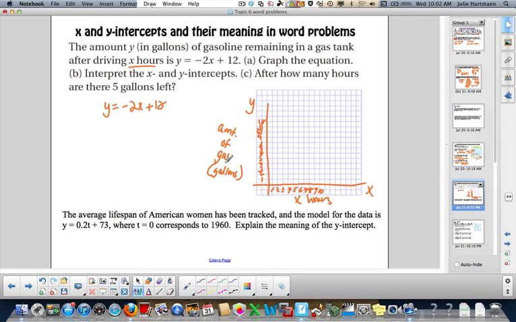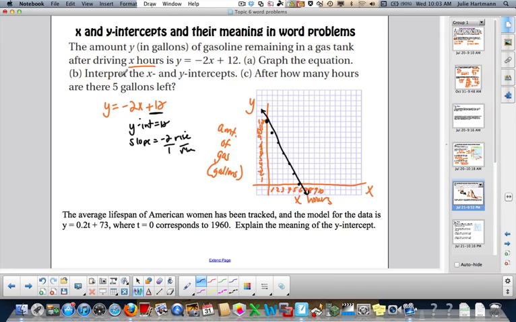Okay, so when we graph this equation, 12 is our y-intercept. So that's this point right here. And our slope is negative 2 over 1. So that's rise over run, which means I go down 2 over 1, down 2 over 1. I'm just going to put more points on here because the more points I have, the more straight my line will be, maybe. Okay, so there's my line.